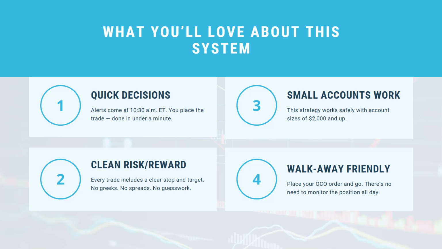Now here are 4 things that I think you're going to like about the system, and some of these we've already gone over, but number one, the alerts come in at 10:30 a.m. Eastern Time. You market order into the alert, so you don't have to worry about limit ordering and whether your order is going to fill. You just market order in right away. You set an OCO order, your take profit and your stop loss. Whichever one fills first, the other one cancels. That's what OCO is. And that's it.